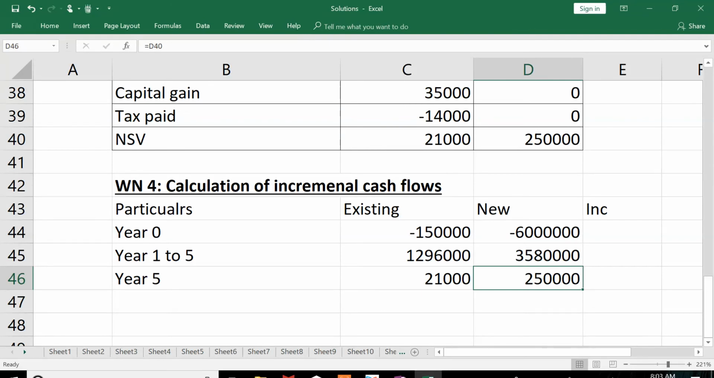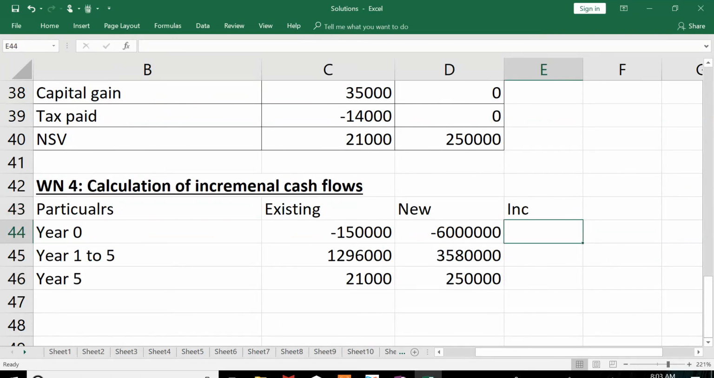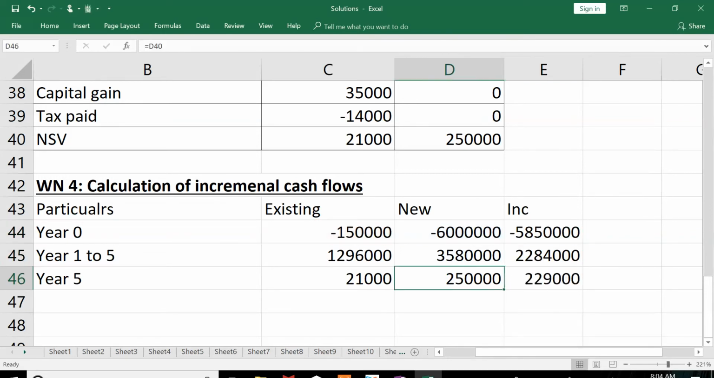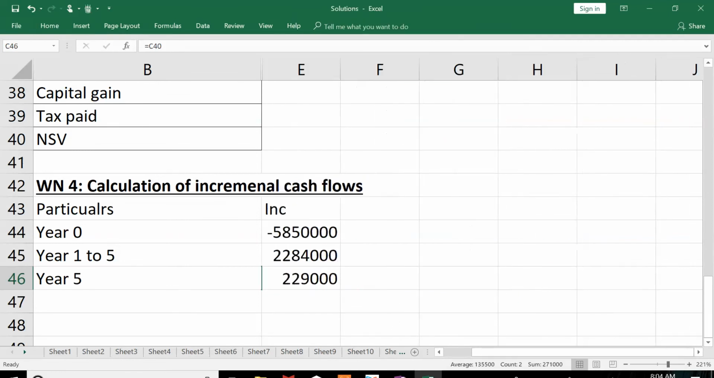This is not going to work out because IRR is also needed. Now the problem is no more existing and new, it's only incremental. What is incremental is new minus existing. So minus 60 lakhs minus of minus will become plus. So you can ignore all of this, it's new minus existing, and this is the cash flow structure. Here cash flow, PVF, DCF, this will give you NPV.